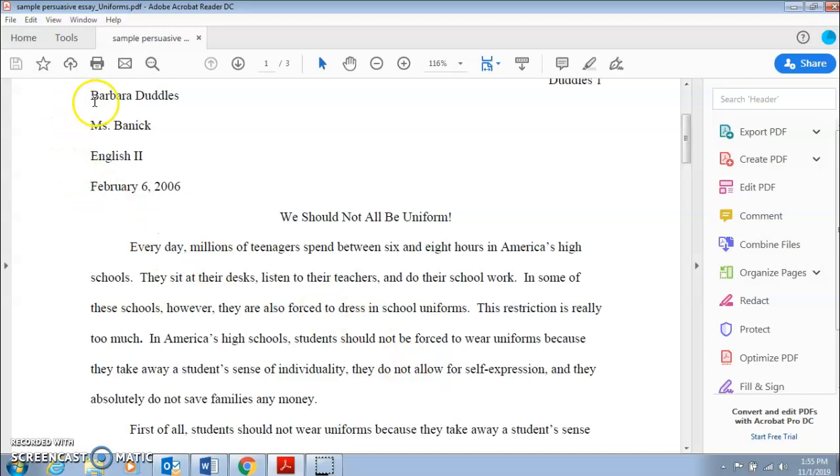Now I'm going to look to see if the heading is correct. First and last name of the author, teacher's name, name of the course, and the date. I notice right away that this date is incorrect. The author has not formatted it correctly. Instead, it should be the day first, then the month, then the year. So it should read 6 February 2006.